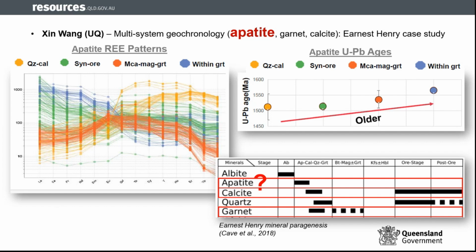What is the significance of the outcome of this sort of work? It helps us to refine the models and the paragenetic relationships, for example, in this case, for Ernest Henry. Where previously apatite was considered as early stage, now we can see quite clear evidence that apatite has quite a few populations across the different stages of this mineral system.